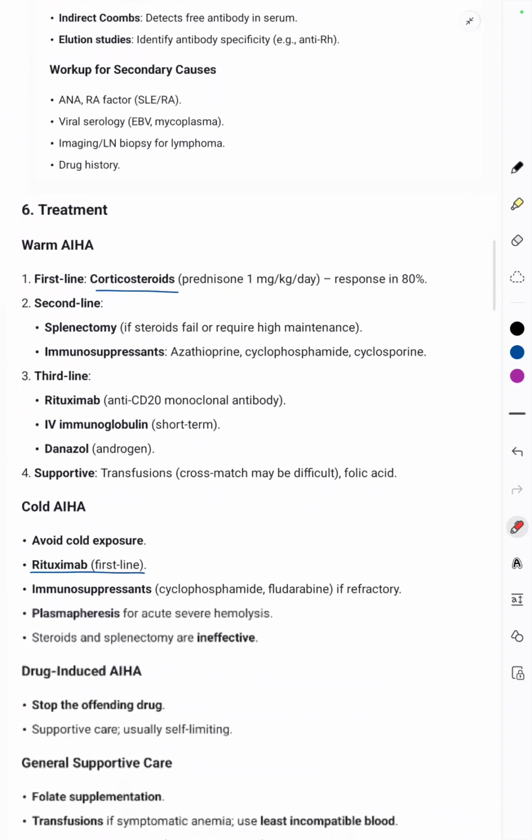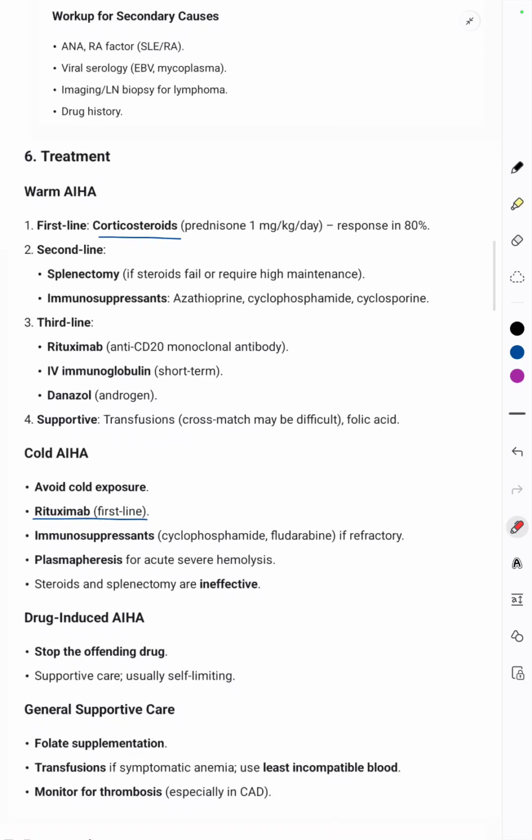Then the management. Management of warm AIHA: the first line is steroids, prednisolone 1 mg per kg per day. Second line can be splenectomy if steroids fail, or other immunosuppressants like azathioprine and cyclophosphamide. And third line will be anti-CD20, that is rituximab, or IVIG, IV immunoglobulins.